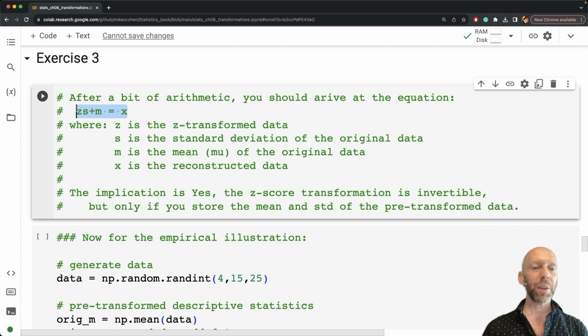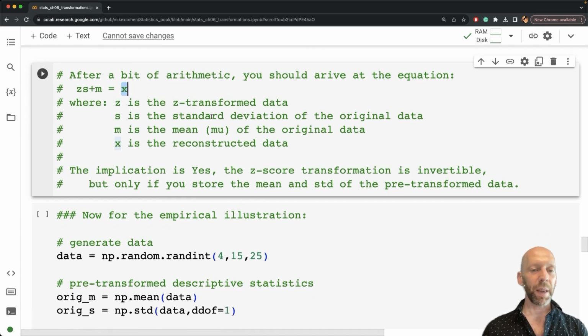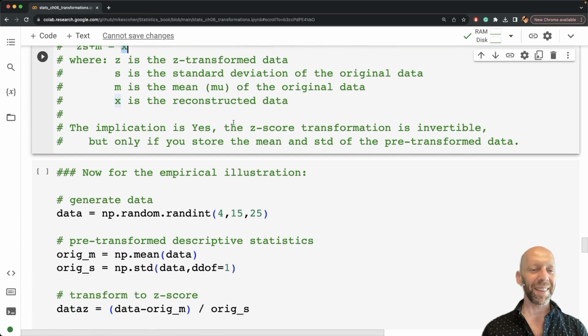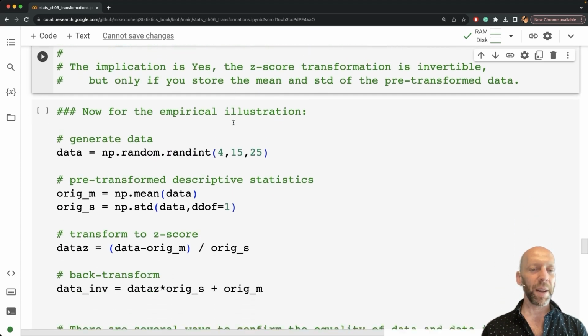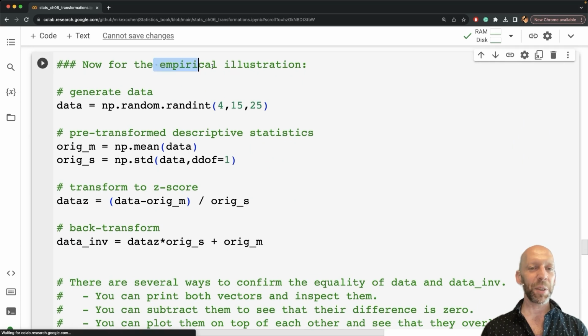So this back transformation or inverse transformation is possible only if you store the mean and the standard deviation of the original data set before it gets transformed. Okay, so now we will empirically demonstrate this.